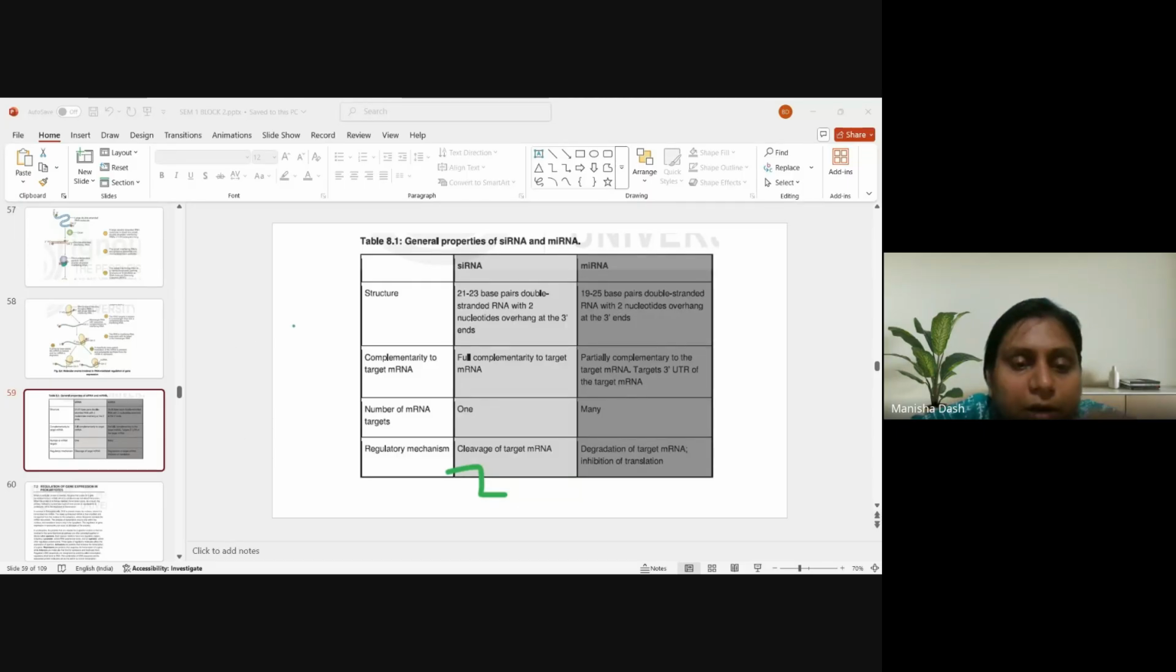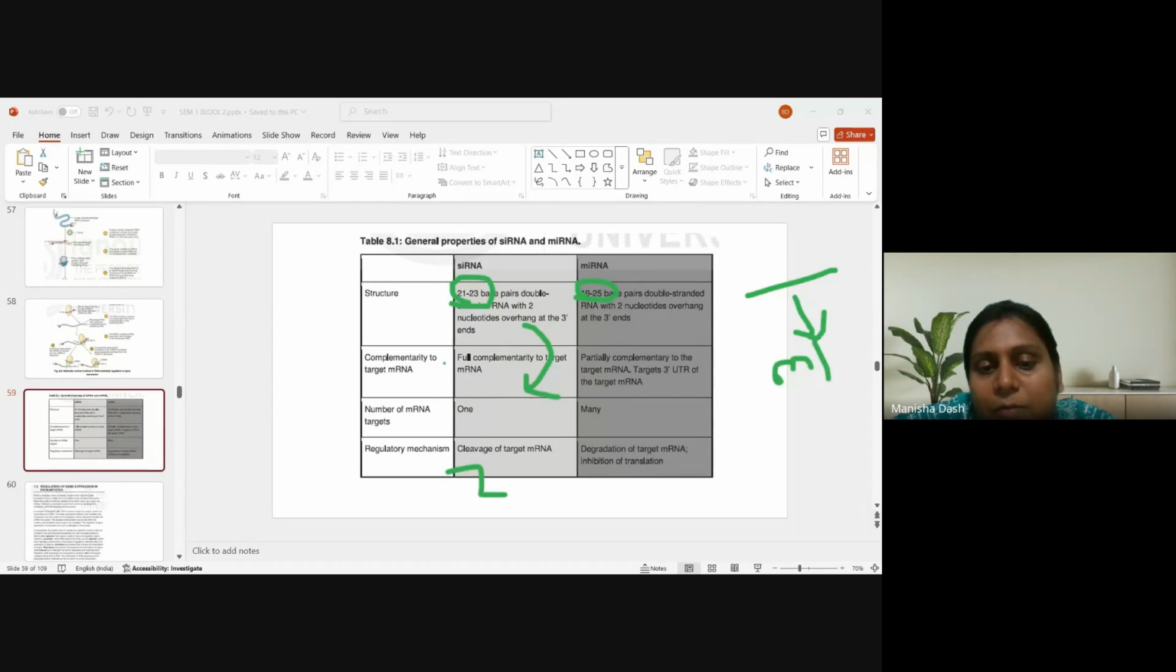So if you compare how the siRNA is different from the miRNA, siRNA is around 21 to 23 base pairs, but miRNA is around 19 to 25. Now, the complementarity: siRNA is fully complementary to the target messenger RNA. Like if there is a particular gene producing the mRNA, the siRNA will have exactly the same complementary sequence that is present in the mRNA. But the miRNA will have partial complementarity.